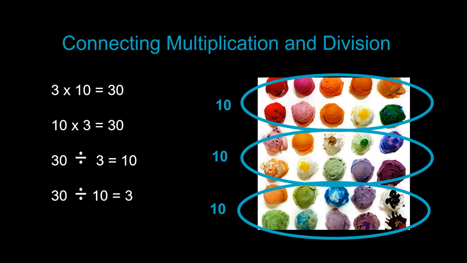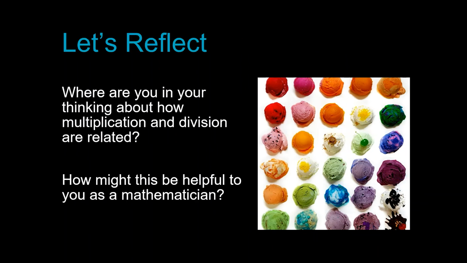Here are the 4 equations we came up with when we thought about the 30 scoops of ice cream in 3 groups of 10. What do you notice about the equations? Today, we explored how multiplication and division are related. And we came up with equations for both operations to represent this image.